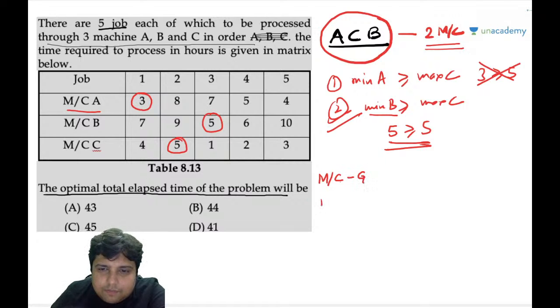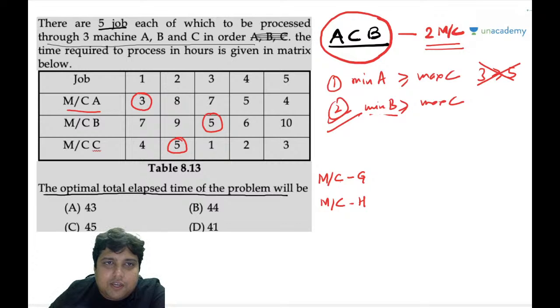machine G, machine H, J1, J2, J3, J4, J5.